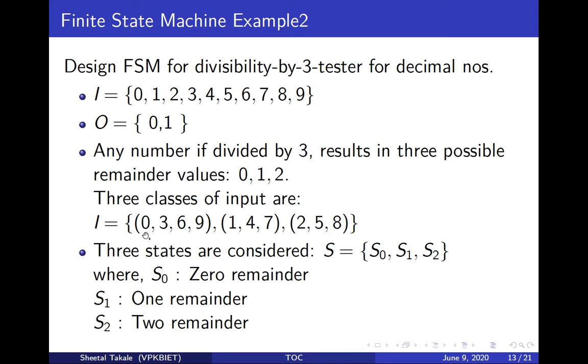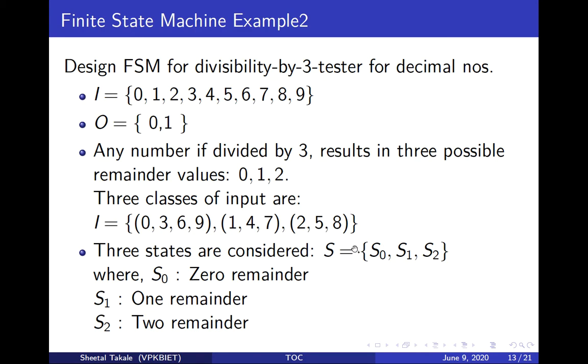Here, for the numbers 0, 3, 6 and 9, when you divide them by 3, the remainder is 0. For 1, 4, 7, when you divide by 3, the remainder is 1. And for 2, 5, 8, when you divide these numbers by 3, the remainder is 2.